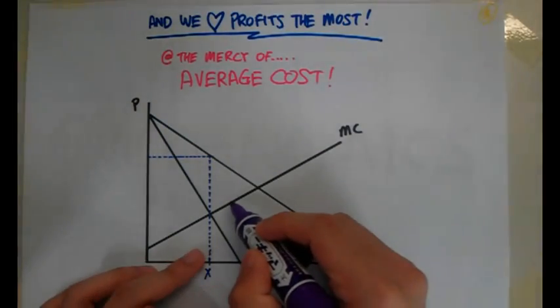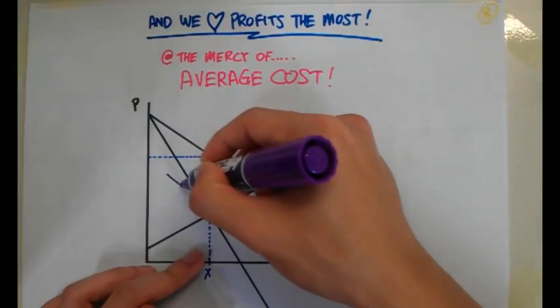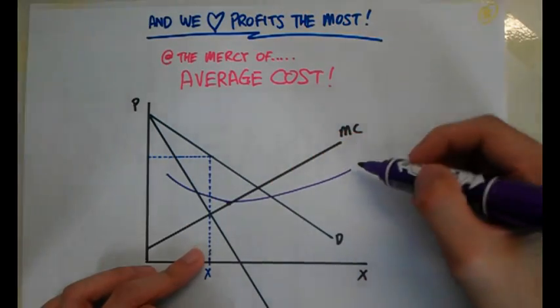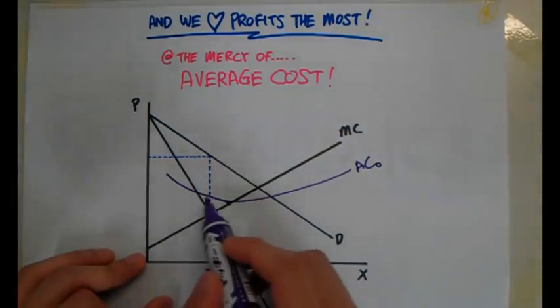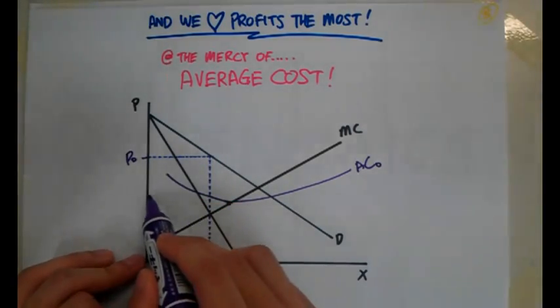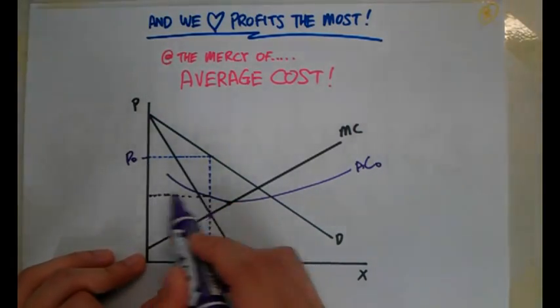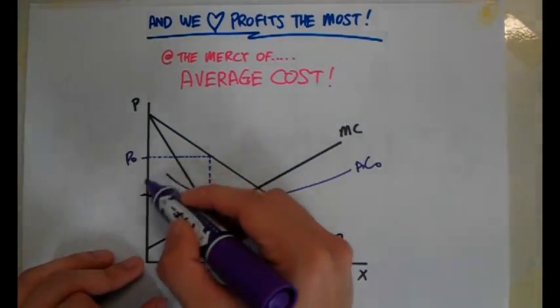Now MC, we know that the minimum AC is going to touch this point here. So I'm just going to draw a very simple AC curve, AC naught. As you can see, my price is still covering all my costs. This is the amount of average cost over here. This is the amount of marginal cost over here. So this is my surplus.